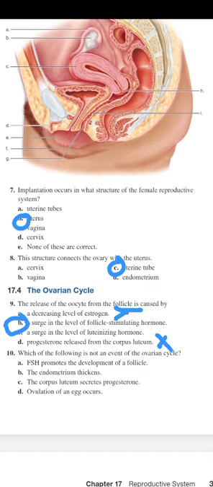So follicle stimulating hormone, it promotes the development of a follicle. This is true, it happens. The endometrium thickens. This is endometrium, it's a layer of the uterus in which the embryo plants. The corpus luteum secretes progesterone. Yes, this is true. Ovulation of an egg occurs. So you can see that here we're talking about the ovarian cycle, and this is endometrium, as I told you. It is the walls of the uterus. So this one is not involved.